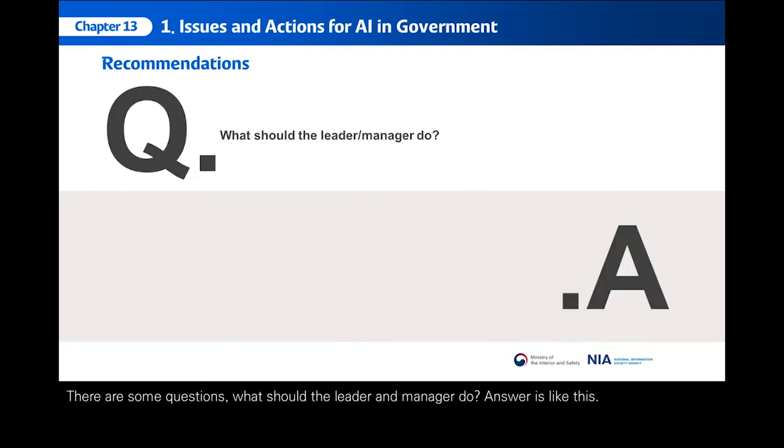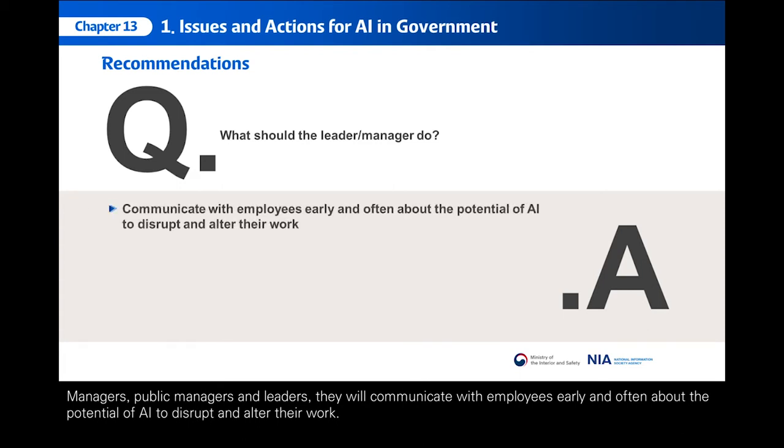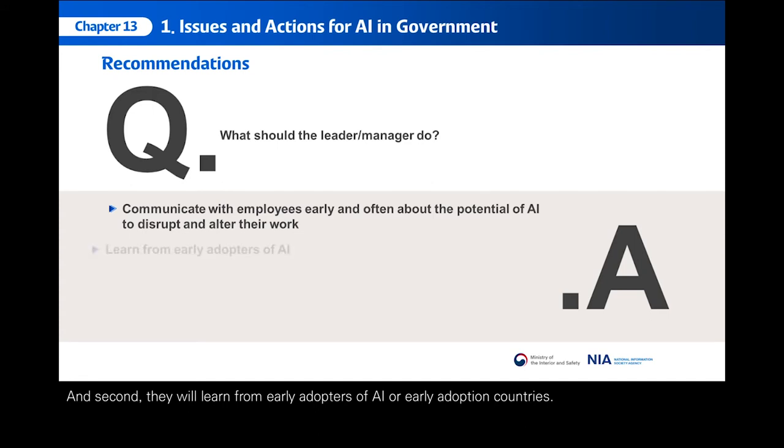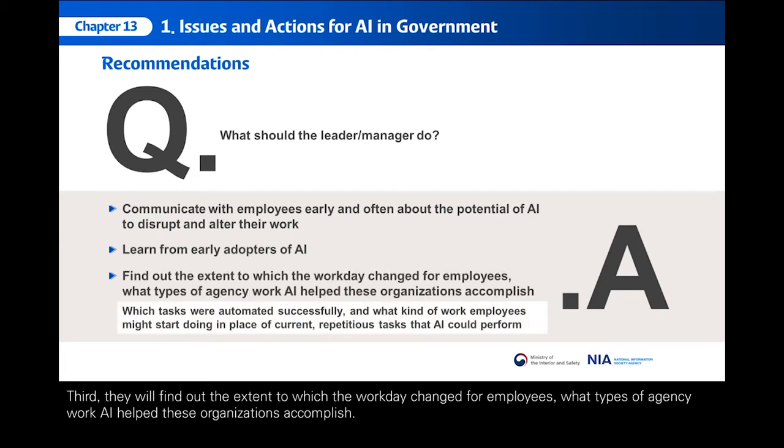The answer is like this. Public managers and public leaders will communicate with public employees early and openly about the potential of AI to disrupt and alter their work. And second, they will learn from early adopters of AI, or early adoption countries. And third, they will find out the extent to which the workday changed for employees, and what types of agency work AI has these organizations accomplished.